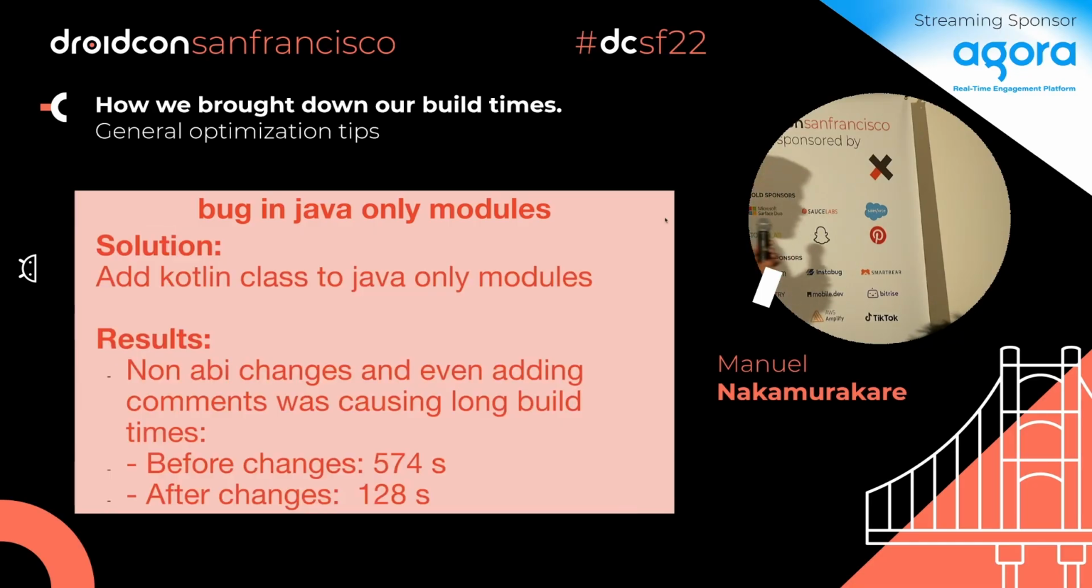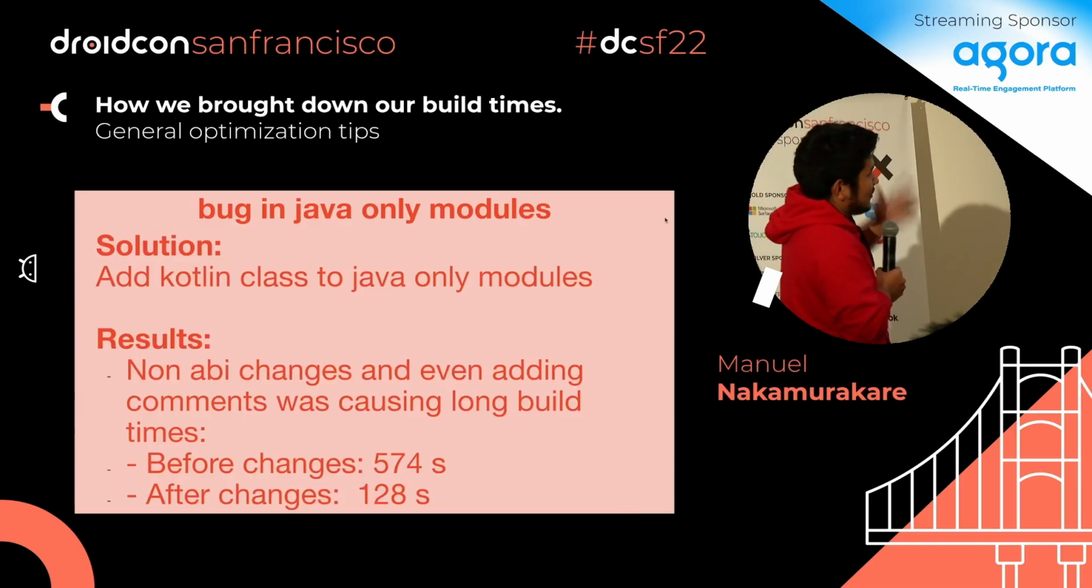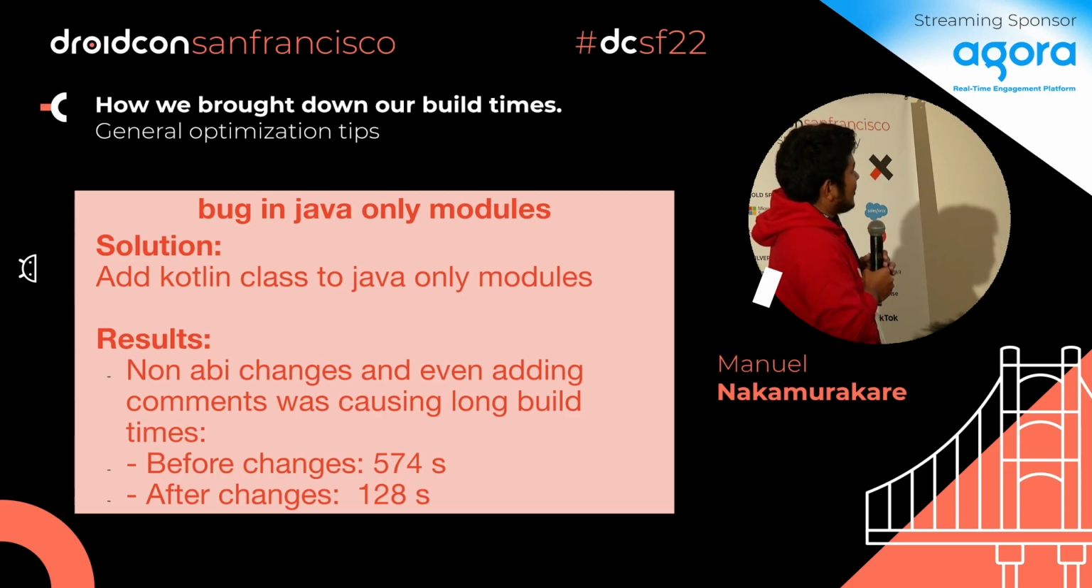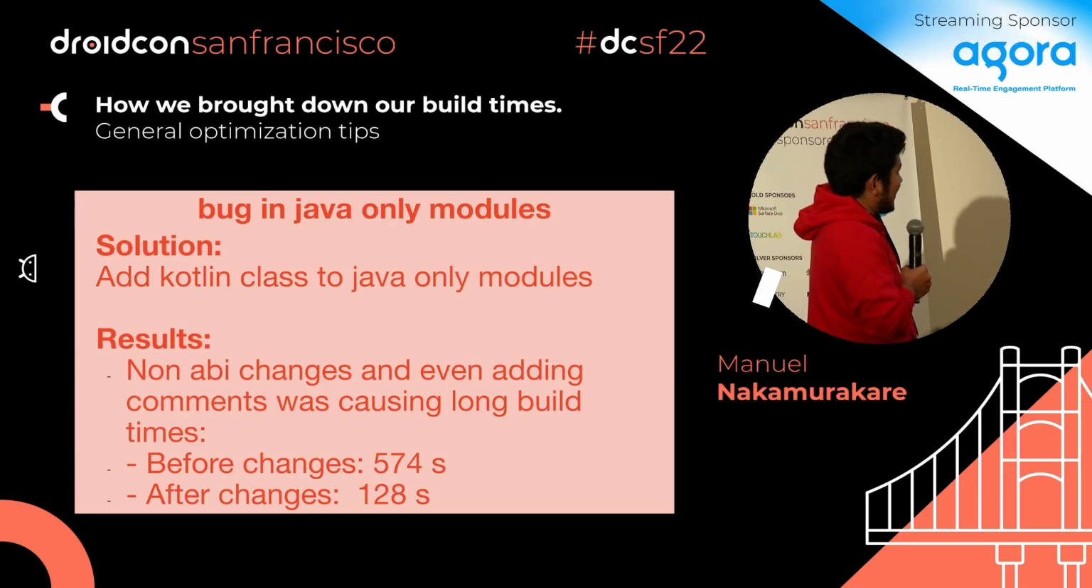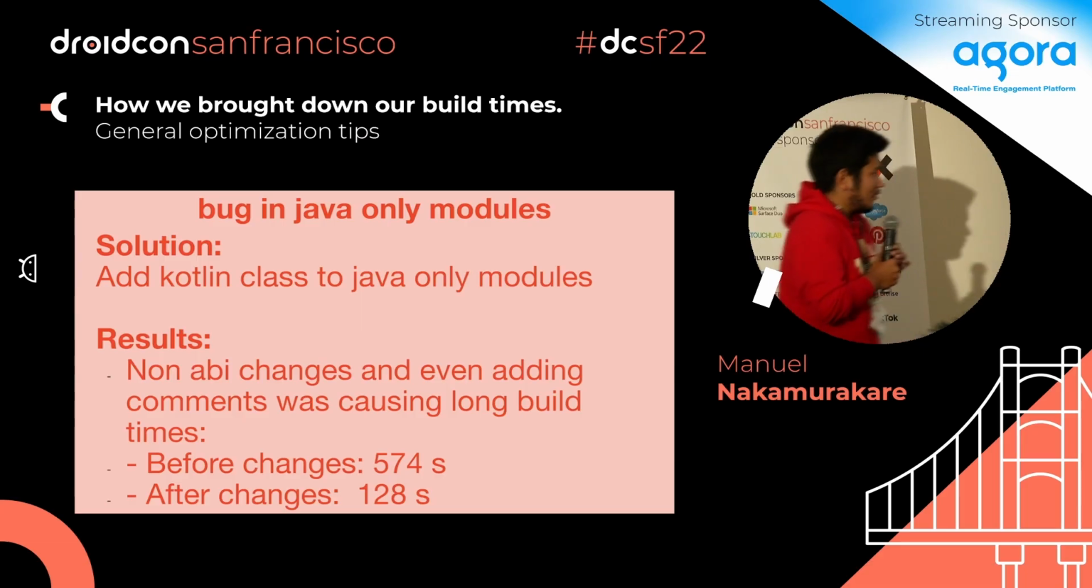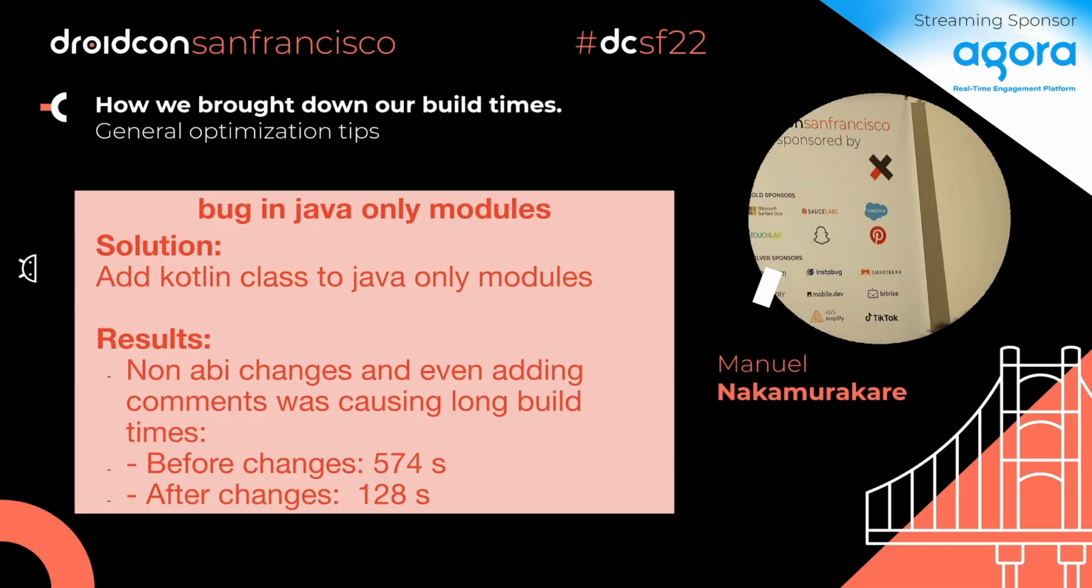So what did we do about that? In that bug, it was suggested that we add some Kotlin classes to Java-only modules, and that's what did the trick. So the results were this. Initially, before applying the fix, making non-ABI changes, or even adding comments, was causing long build times. Before the changes, we were getting almost 600 seconds. After the changes, we cut it down to 128, so almost a 5 times saving factor.